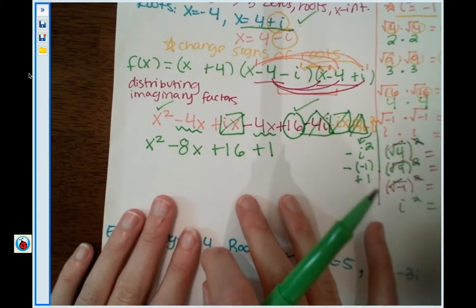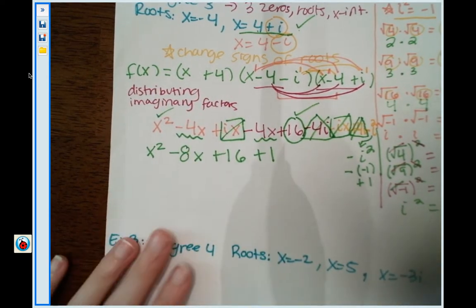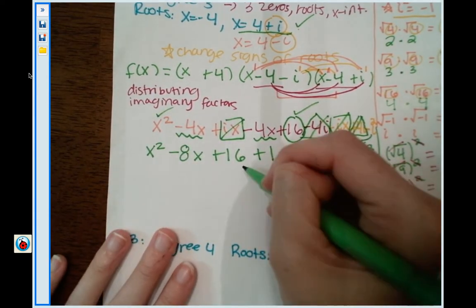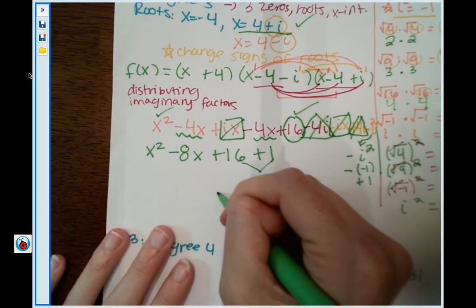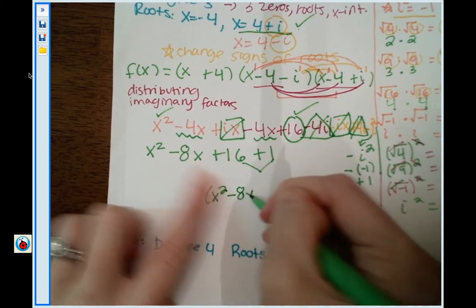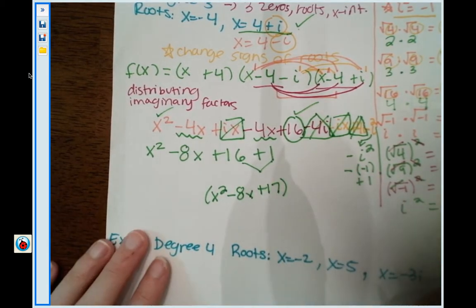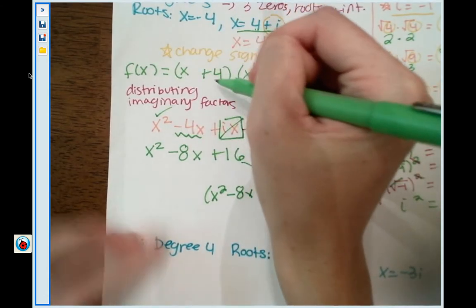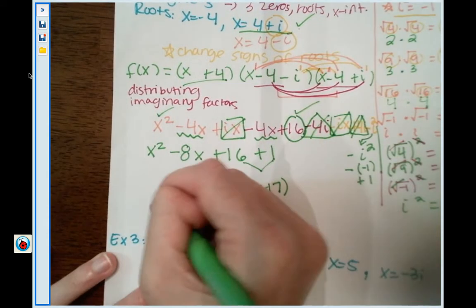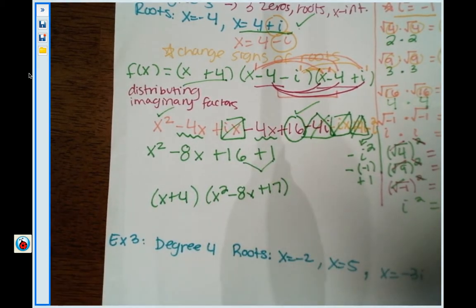Let's combine like terms, and after we do that, we're going to distribute the x plus 4. My only like terms are these two. So I'm left with x squared minus 8x, and then 16 plus 1 is plus 17. Now I'm going to bring down my x plus 4 from up here. We can't forget about it. All we have to do now is distribute the x plus 4 to all that. Then we're done.